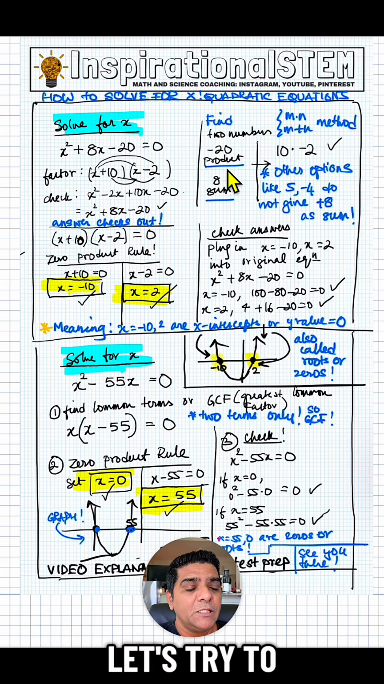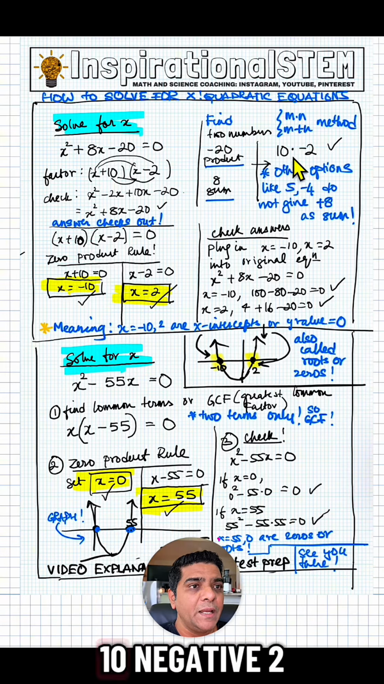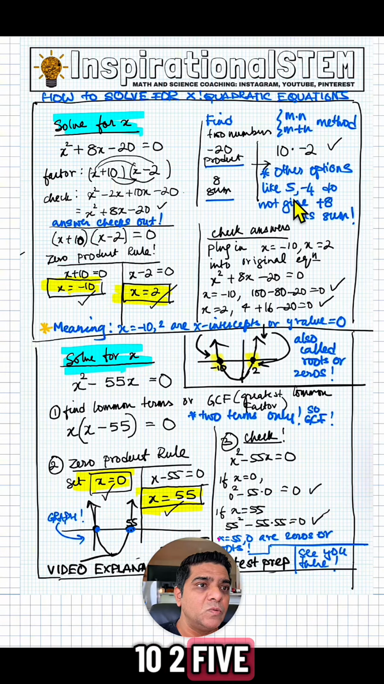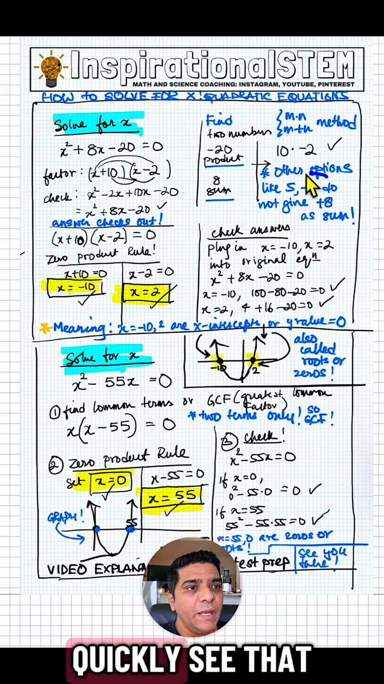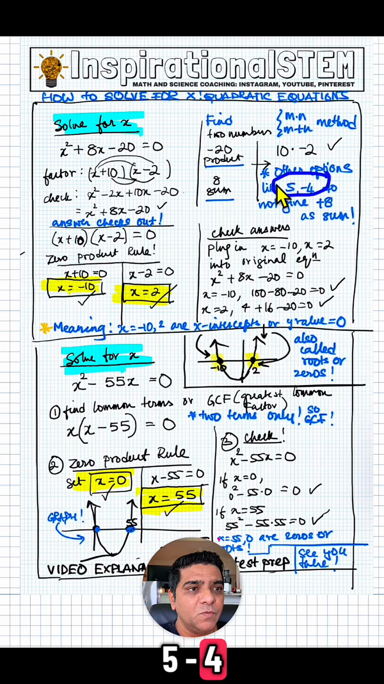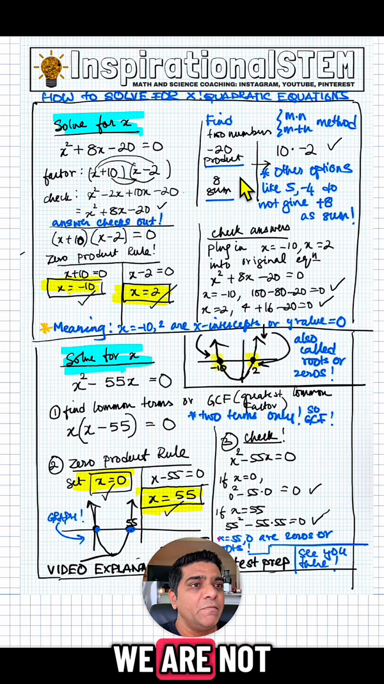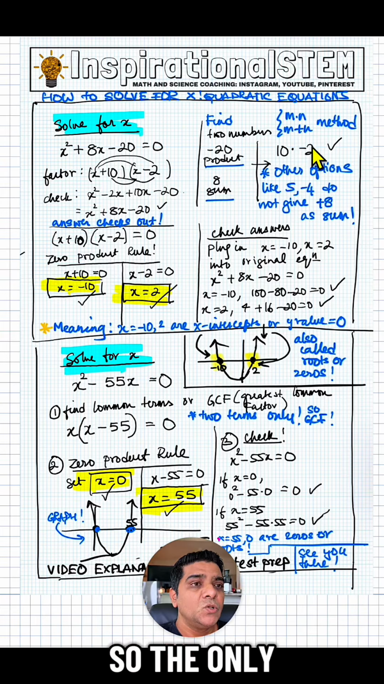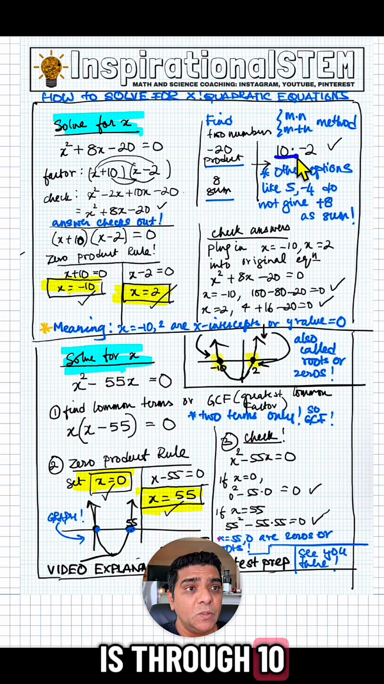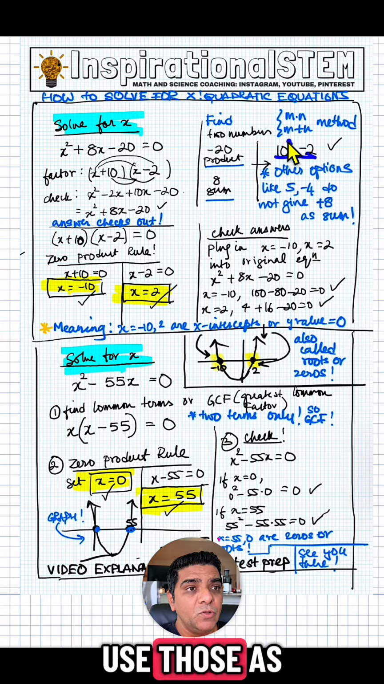So negative 20, let's try to split it up. We can split it up several ways: 10 and negative 2, or negative 10 and 2, or 5 and negative 4, and so on. So we will very quickly see that 5 and negative 4, when you add those two together, we are not going to get 8. So the only way we can receive 8 is through 10 and negative 2. So we're going to use those as our factors.